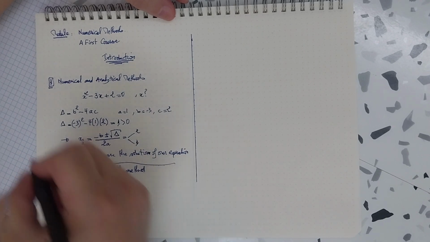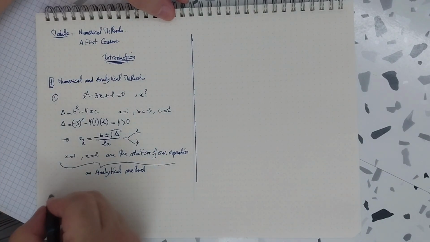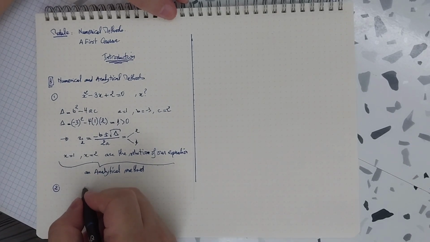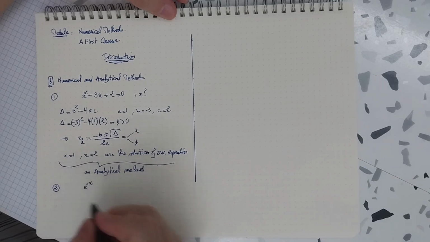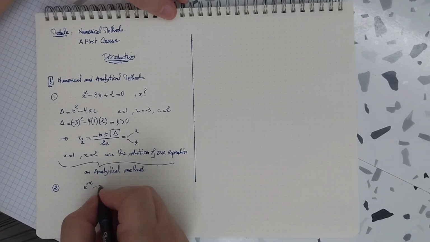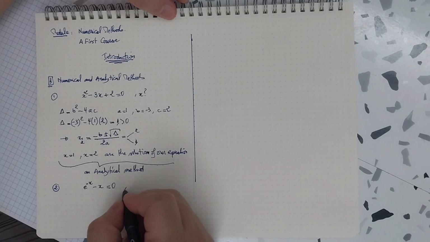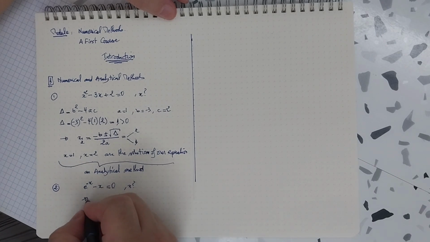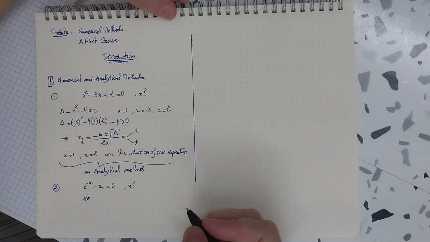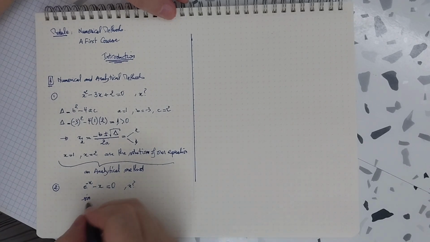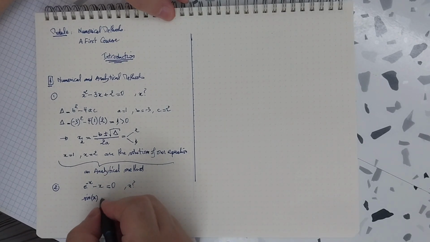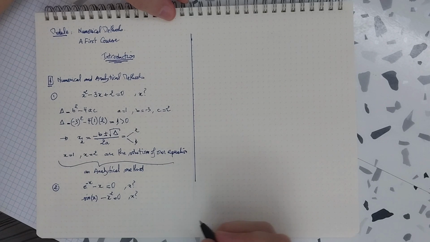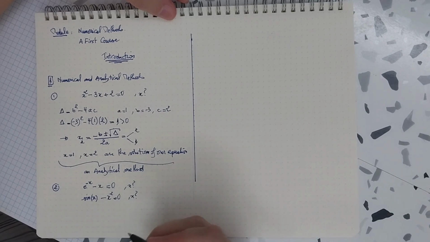Okay, so let's say this is the first point. The second point, let us see the following equations. Exponential of minus x, minus x equals 0. Find x. Or, for example, sin x, in French we say sinus, sin x minus x squared equals 0. Find x. So equations here are more complex, more difficult.